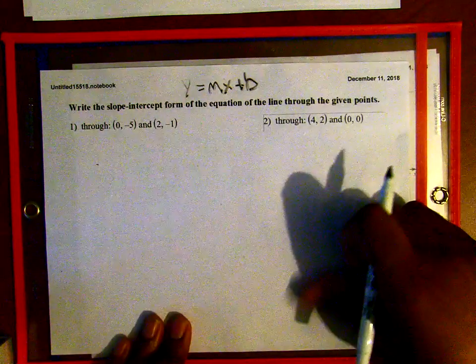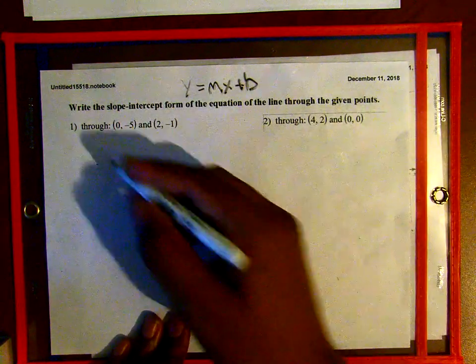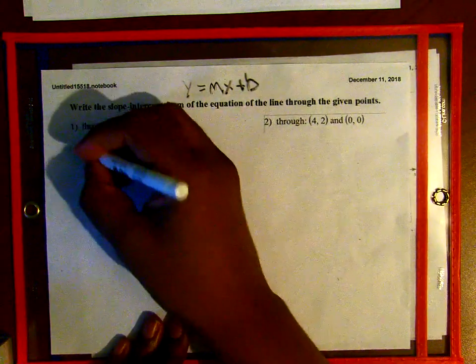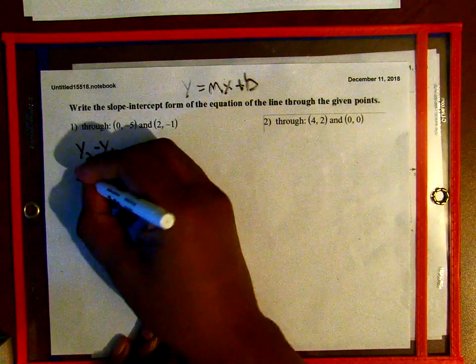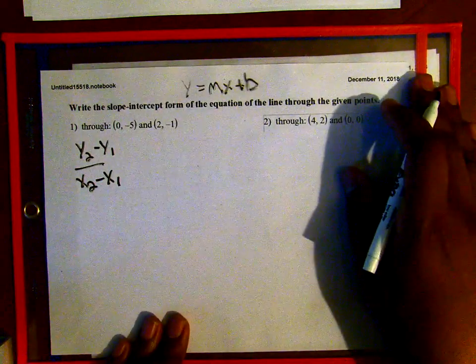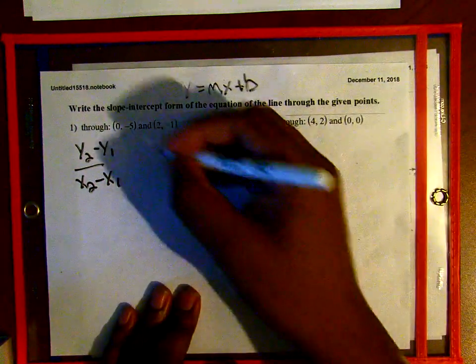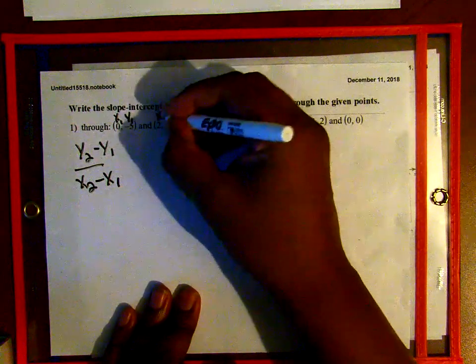In order to write it in that form, you need to find the slope and the y-intercept. With our two points, to find the slope you start with y2 minus y1 over x2 minus x1. That's what we're going to start with, and we're going to plug those two points in, with this being x1, y1, and x2, y2.